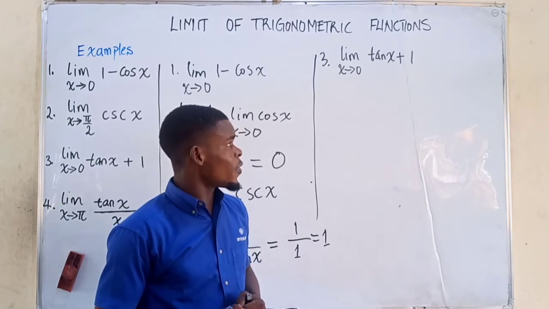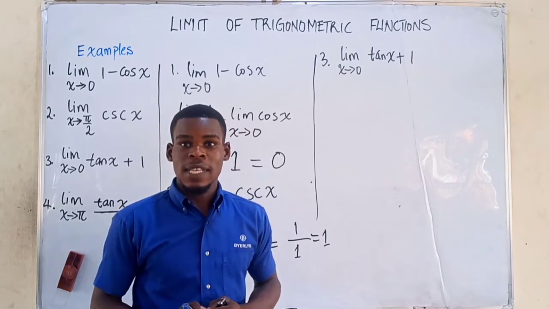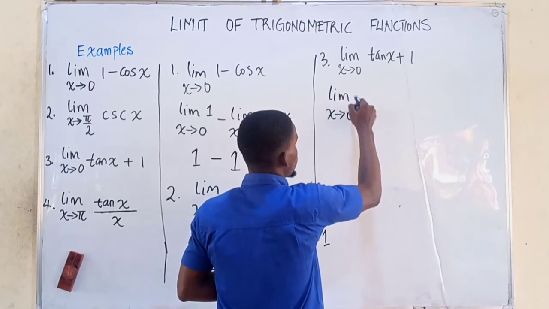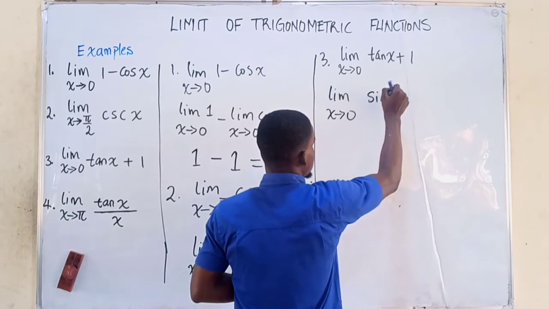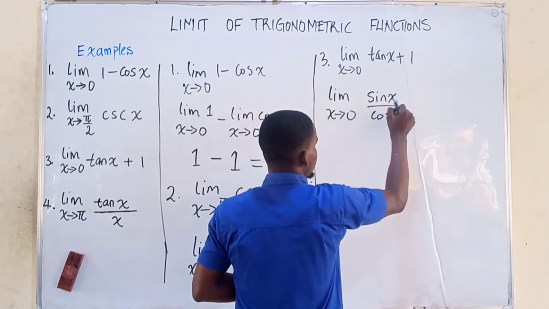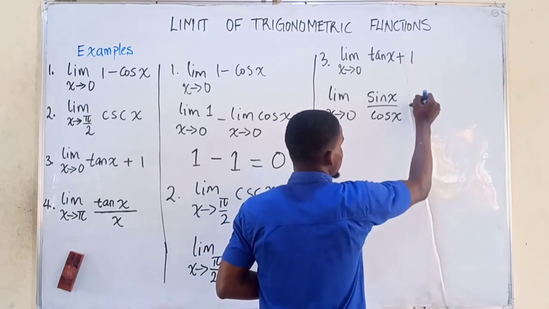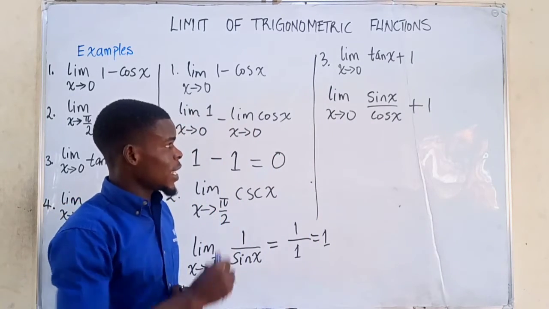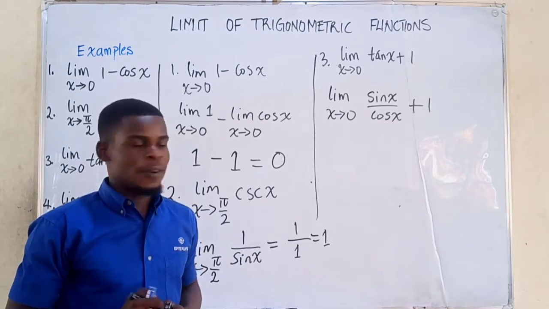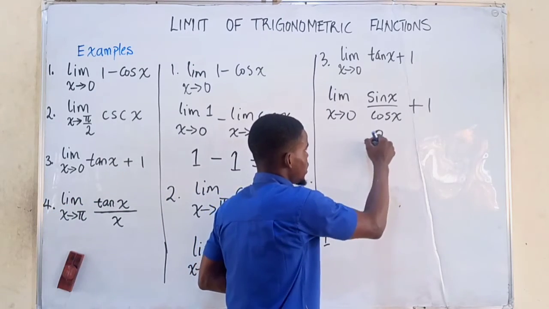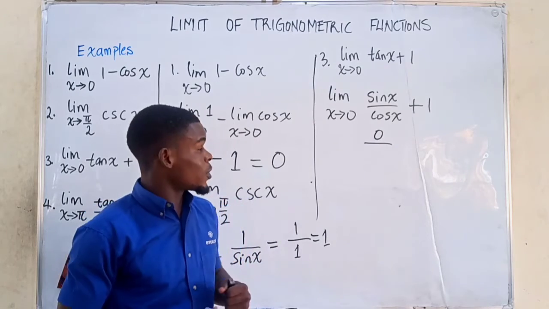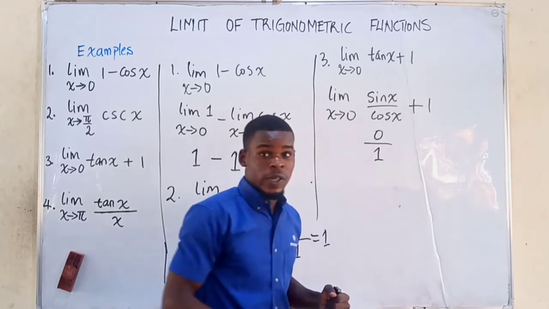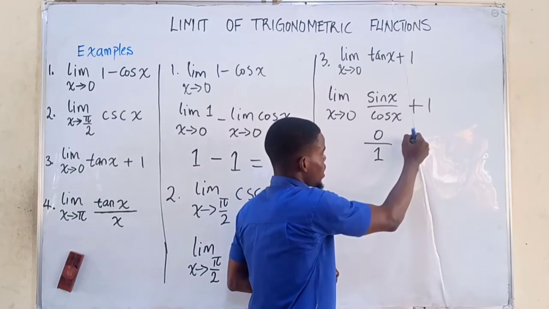you can as well rewrite tangent of x in terms of sine and cosine, and that will give us the limit as x tends to 0. Tangent of x is sine x over the cosine of x. Then we add 1 to that. Good. So as x tends to 0, sine x, which is in the numerator, tends to 0 because sine 0 is 0. And then cosine of x as x tends to 0 is going to be 1. And then we add this 1 to that.